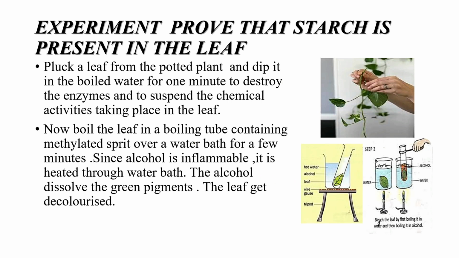Here we need to boil the leaf in the alcohol, that is methylated spirit. What is the need of boiling the leaf in the methylated spirit? Because to remove the chlorophyll pigments from the leaf, it is very, very essential to boil the leaf in the methylated spirit. For that purpose, we keep the test tube containing the methylated spirit along with the leaf in a water bath. We have to boil it for 2 to 3 minutes till all the chlorophyll pigments present in the leaf come out.